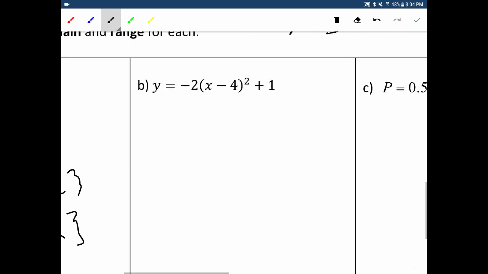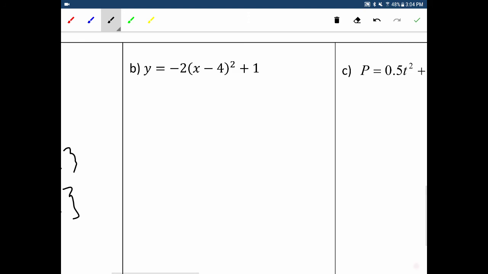Over here, we've got ourselves a quadratic. Okay. So first of all, a couple things to note. We need to look at this a value, and that tells us that it opens down. Opens down. Okay, and we know that because it's negative. The fact that it's a negative number, the 2 doesn't even matter. All that matters is it's a negative. That tells us that it opens down.